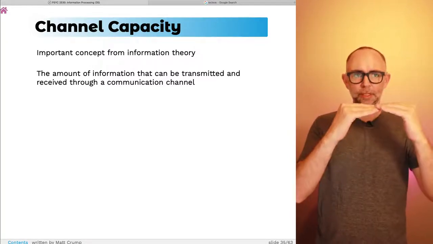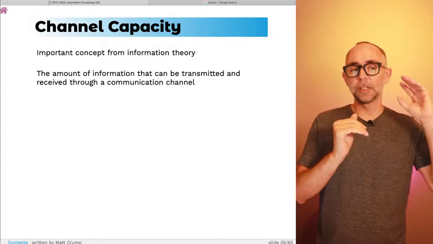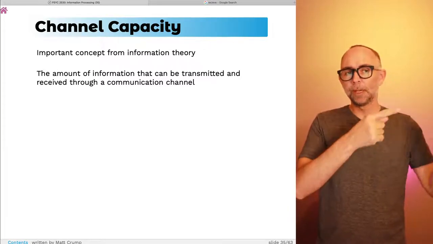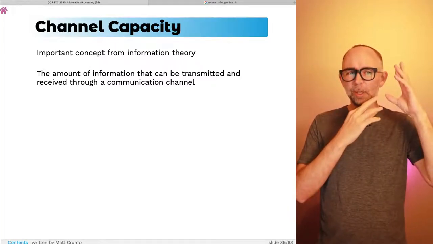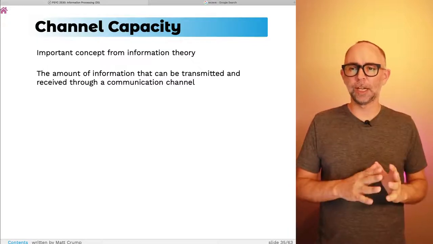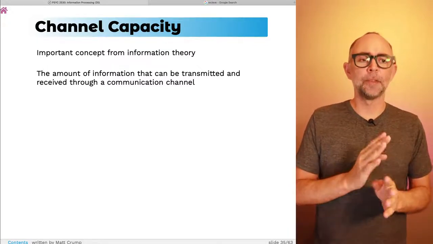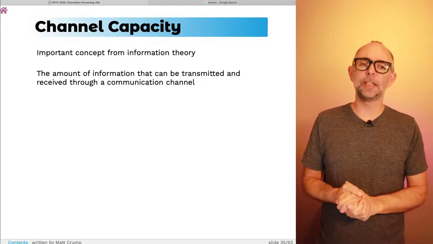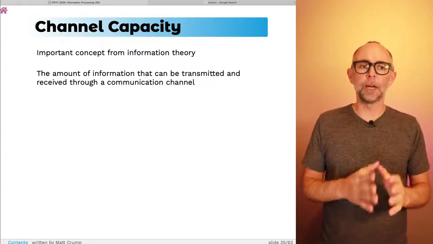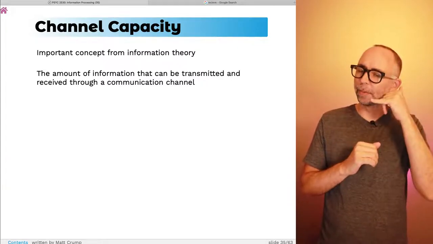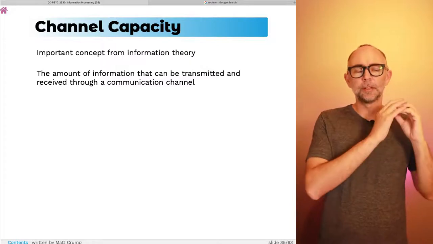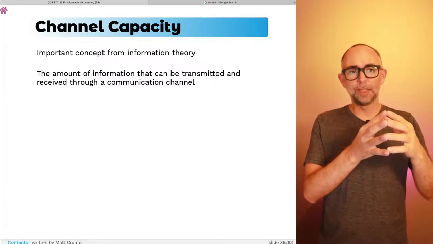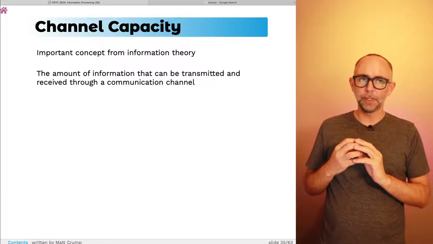The capacity has been reduced because that person is sending a message, but when it gets to you, it's really noisy, so a whole bunch of that message has been lost. There's been loss of the information. If you have a really great phone line, you can hear that person crystal clear. That means most of the information that's being sent is also being received.